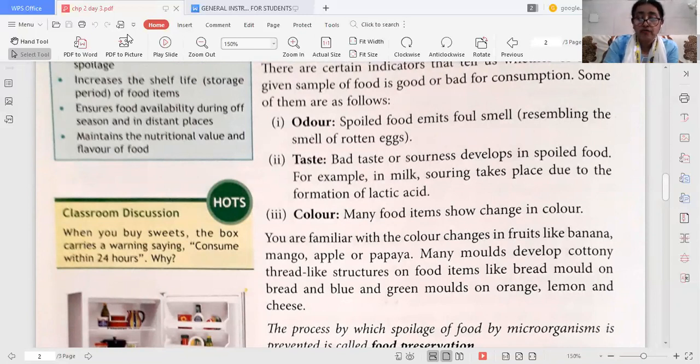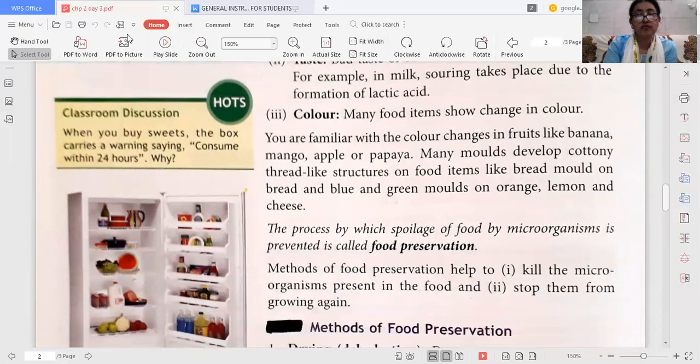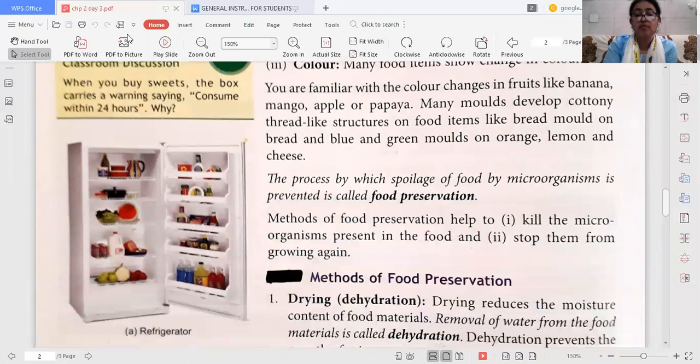Now we will come to, these things are there. So how can we save our food? The process by which spoilage of food by microorganisms is prevented is called food preservation. Simply, preventing the food from spoilage is known as food preservation.